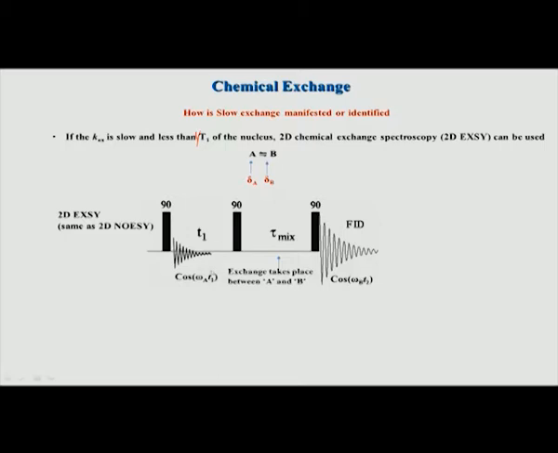Same thing will happen with B. Suppose there is a population of B, it will get exchanged with A, and A will come here. So that will be cosine omega B t1, cosine omega A t1 t2. Therefore, you can have both possibilities, A going to B or B going to A. Now if we do a 2D Fourier transform, this is how the spectrum will look.